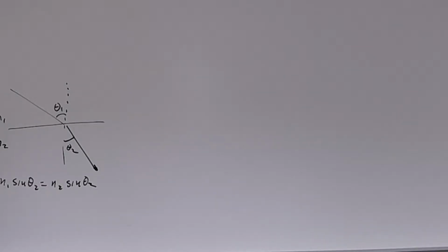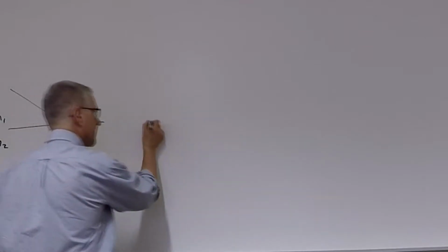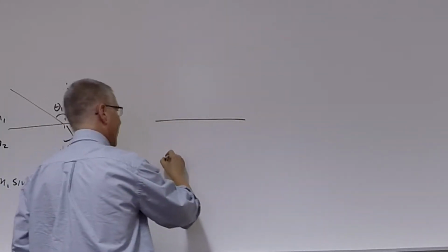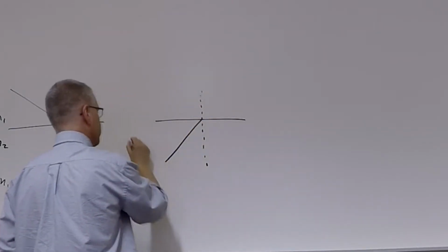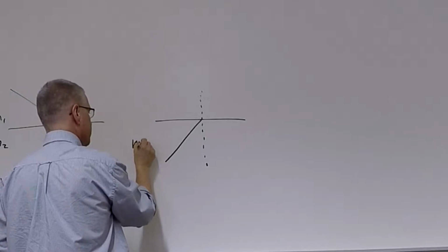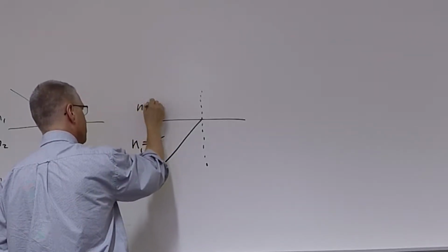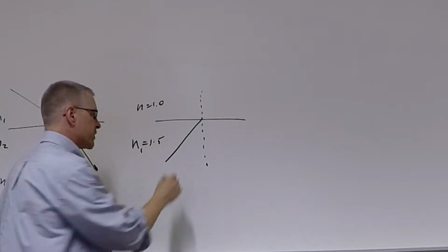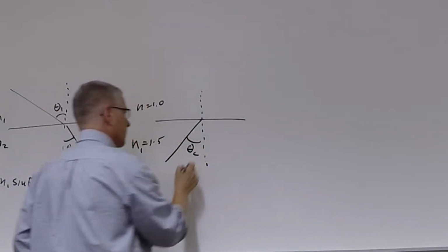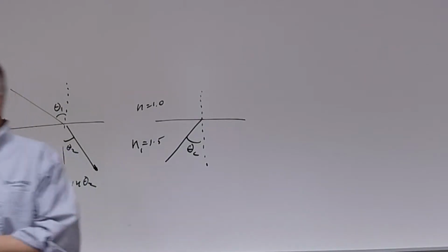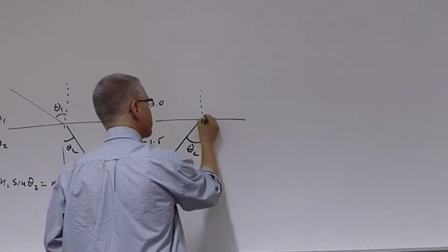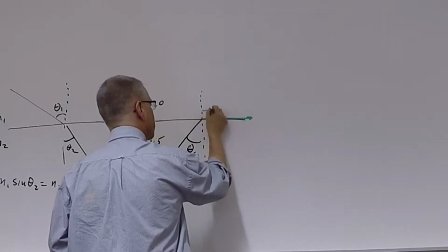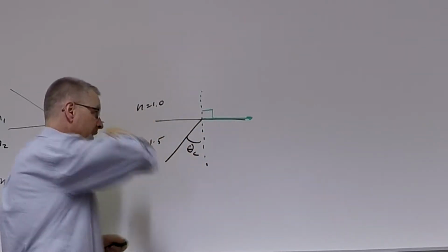We talked about a special case where light is going from a higher index of refraction material trying to get out to a material that's got a lower index of refraction. So let's say this is 1.5 and this is 1. There's a special angle right here called the critical angle at which my refracted beam goes right along that interface, or another way to say that is my angle of refraction is 90 degrees. So when this angle of refraction is 90 degrees, we are at the critical angle.